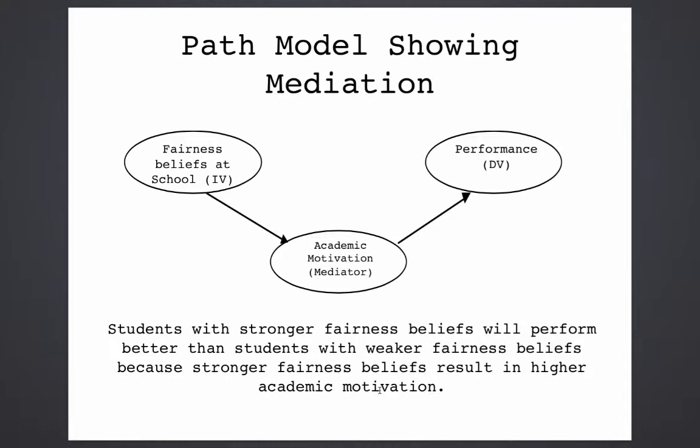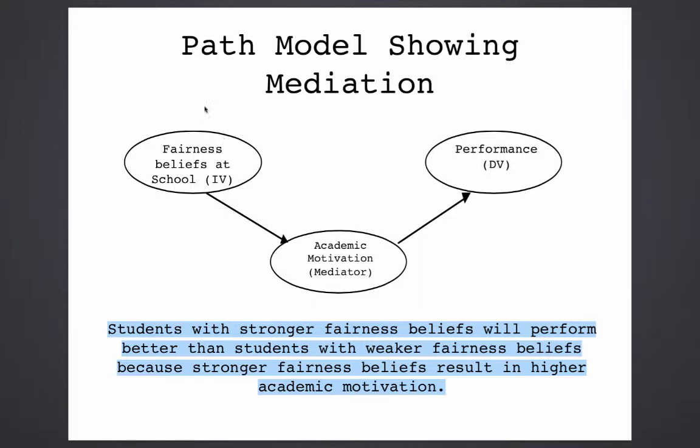Essentially, what you see here is three constructs: fairness beliefs at school, academic motivation, and performance. They're not overly specified at this point because the point is to give you an example that's easy to understand. But what this theory is clearly saying is that students with stronger fairness, or we don't know the stronger part yet, but I'm going to read the hypothesis. Students with stronger fairness beliefs will perform better than students with weaker fairness beliefs because, and that should be bolded, because stronger fairness beliefs result in higher academic motivation.